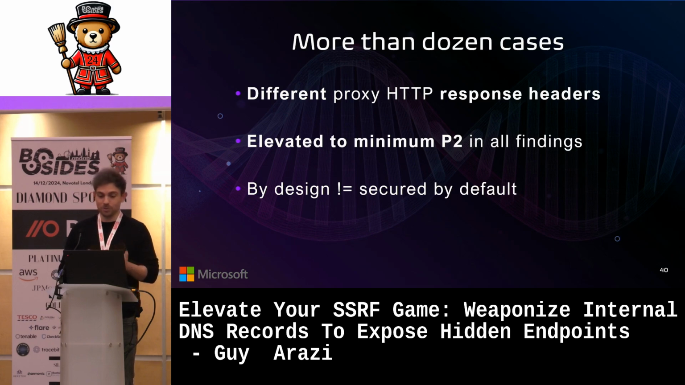There are so many different headers and responses that contain unique instrumentation and indications of things that happen from within, like proxy headers and other valuable components. It can be even in the content of the request. And using this approach, all our findings were elevated to at least P2, so minimum high.